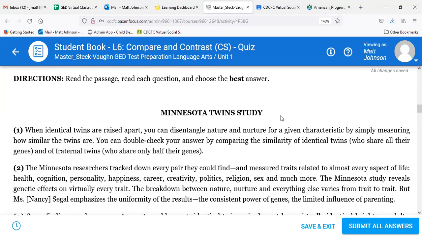Okay, new passage here: Minnesota Twins study. And I'm sure I'm going to be thinking about the baseball team the entire time I read this, but I know it's not about baseball.